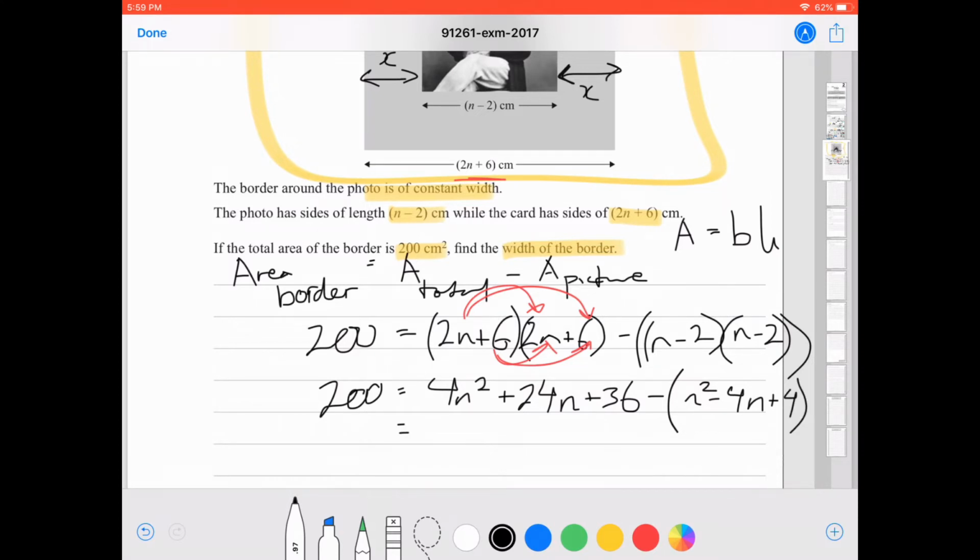Okay, let's just multiply through by -1 to get rid of our remaining set of brackets. So 4n squared plus 24n plus 36, and we've got minus n squared plus 4n, because two negatives make a positive, and minus 4. This equals 200.